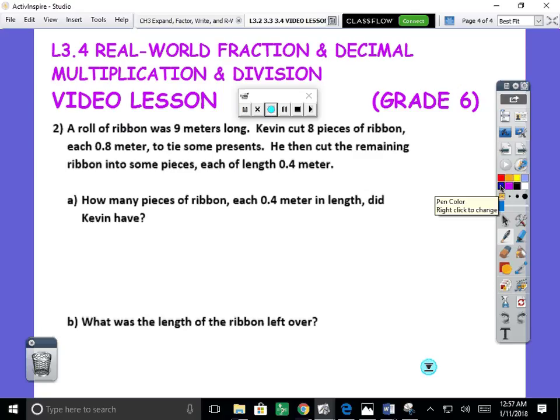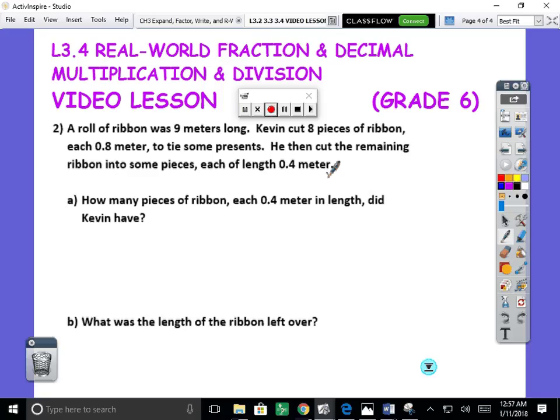So first it tells me I have a roll of ribbon. A roll of ribbon was 9 meters long. Kevin cut 8 pieces of ribbon, each 8/10 meters, to tie some presents. He then cut the remaining ribbon into some pieces, each of length 0 and 4/10 meter.